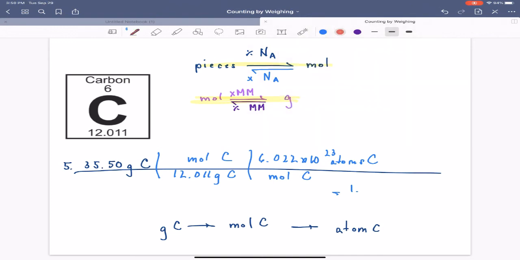I started with 4 sig figs. This particular number has 5 sig figs. This number is limited to 4 sig figs. My answer should only have 4. One, two, three, 4. That number rounds up.